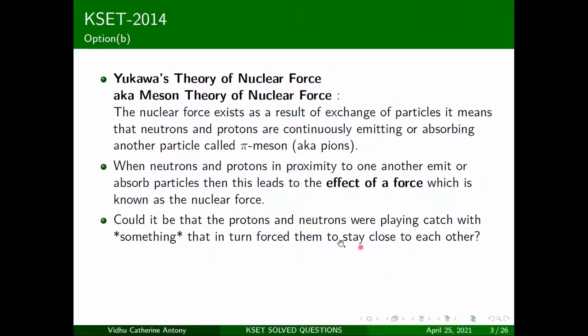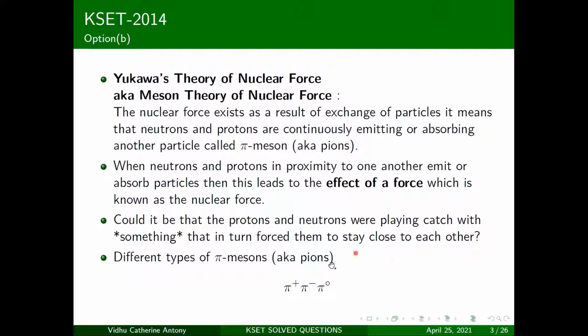Okay, so he basically posed this question: could it be that the protons and neutrons were playing catch with one another? That forced them to stay close to each other. So the distance has to be the same. Okay, so that's how they play. If you're further away, it's very hard to pass this pi meson. If you're very close together, then the forces are kind of like not balanced.